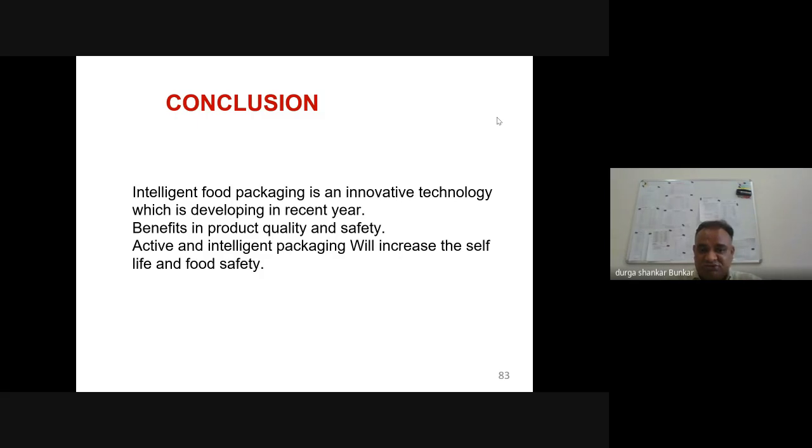In terms of conclusion, the important benefit is your product quality and safety. And definitely active and intelligent packaging will increase the shelf life and is the most important factor with food safety.